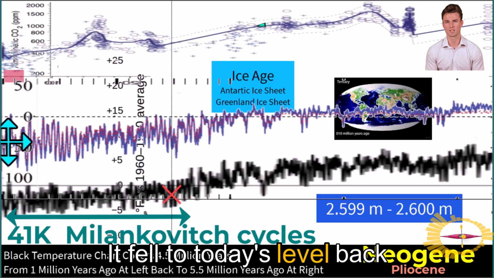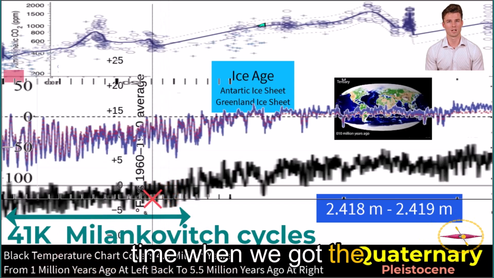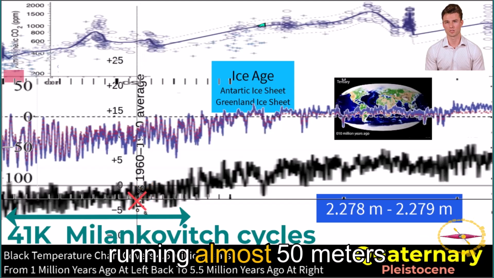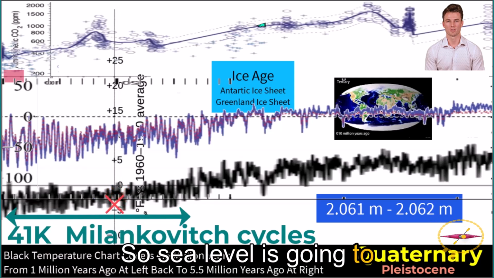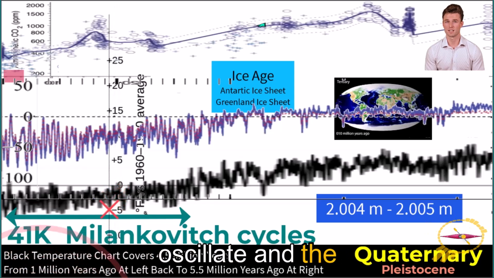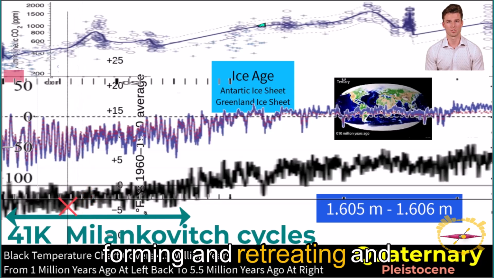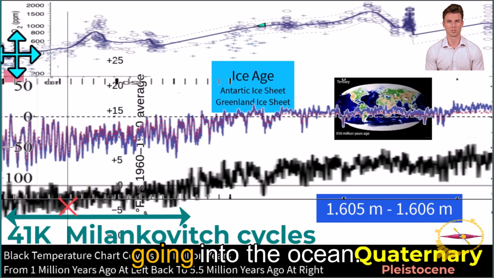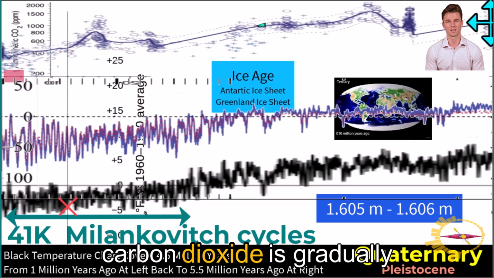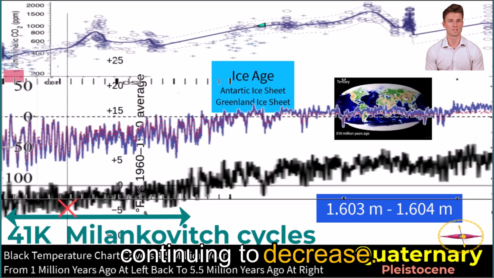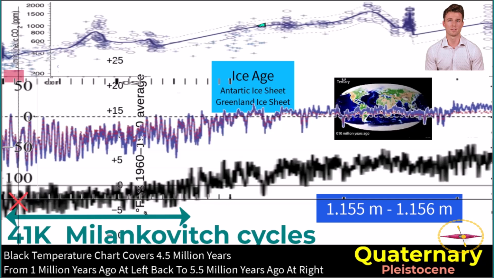It fell to today's level back around here. And now at this point in time, when we've got the Greenland ice sheet, it's running almost 50 meters below today's value. So sea level is going to continue to drop and oscillate, and the oscillations are going to be due to glaciers in the Northern Hemisphere forming and retreating and melting, and that melting ice going into the ocean. All this is taking place while carbon dioxide is gradually continuing to decrease. And again, it's been decreasing for the entire history here.